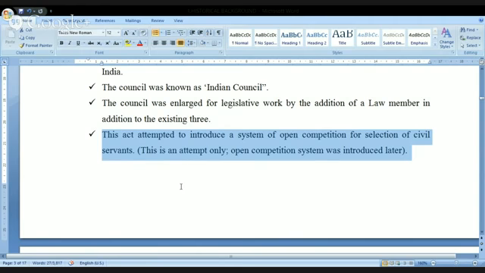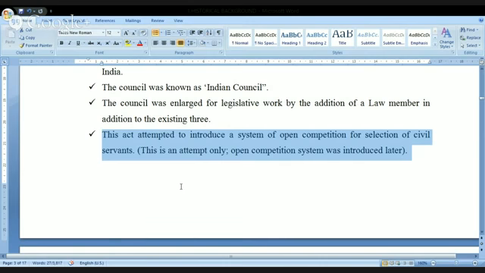What do you mean by open competition? Today, whatever examination you are writing, that is an open competition. Open competition means the government, the so-called UPSC or State Public Service Commission or Staff Selection Commission or RRB, whatever it is, they release the notification. They let the people know that there are vacancies in the government. If you are interested, if you are qualified, then you can apply for writing the examination.